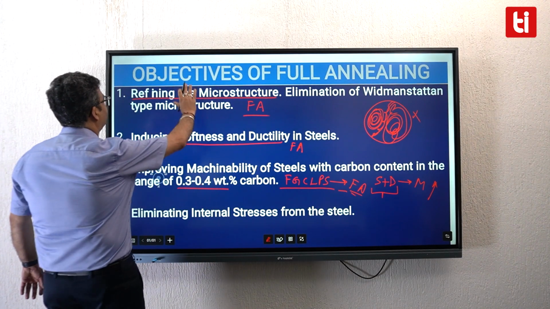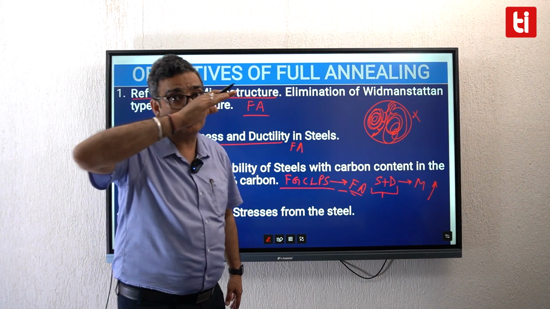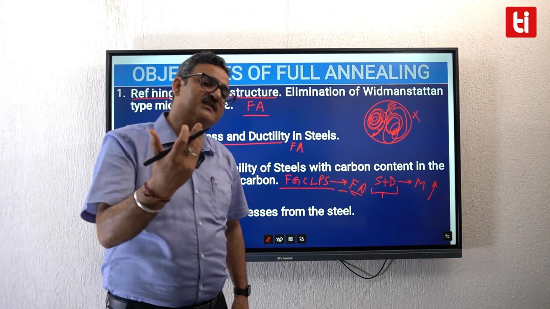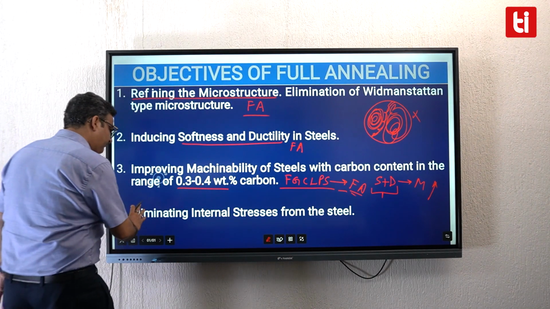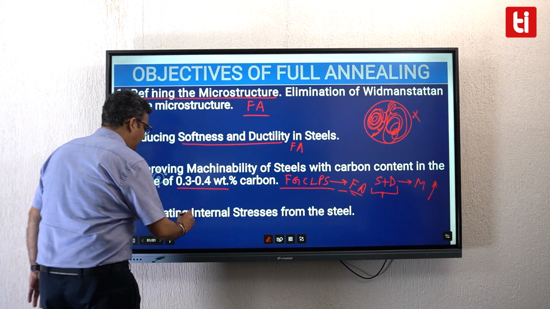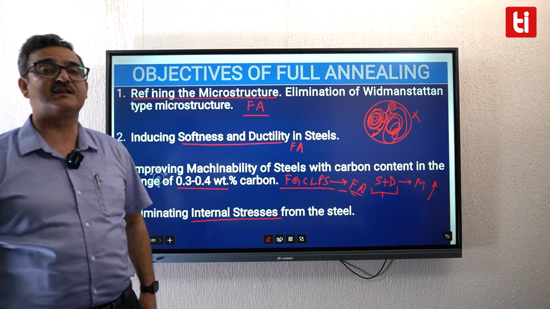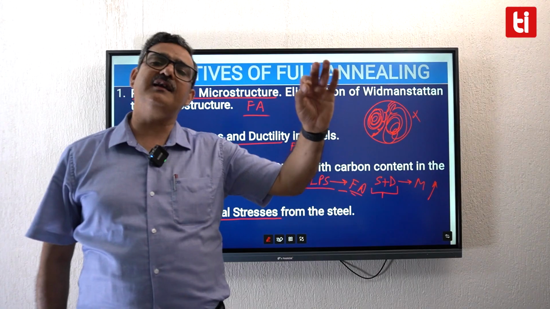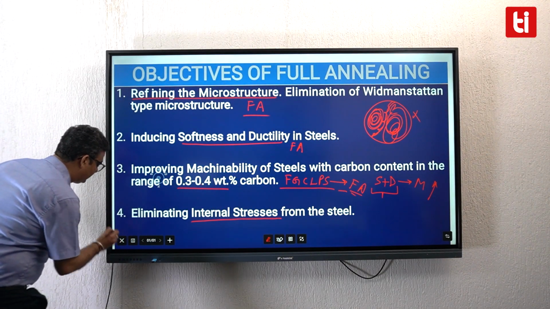बट एक फायदा फुल अनीलिंग करने का यह भी होता है कि क्योंकि आप काफी देर के लिए स्लो कूलिंग कर रहे हो, आप इंटरनल स्ट्रेसेस को एलिमिनेट कर लेते हो. So if one of the objectives is that I have to eliminate the internal stresses, locked in stresses, residual stresses present in the steel components, full annealing can eliminate these stresses. So these were the objectives why full annealing is given.